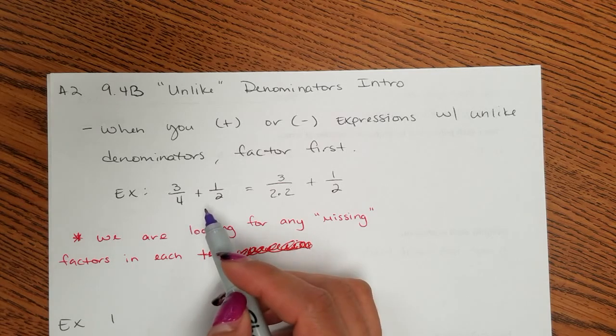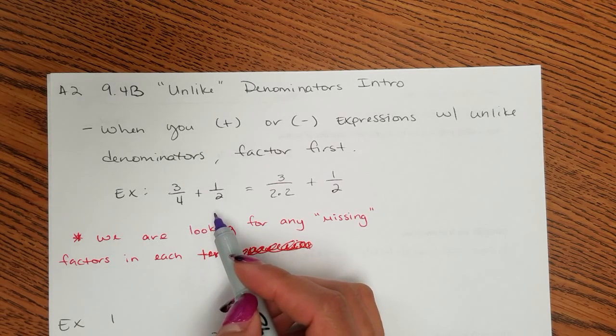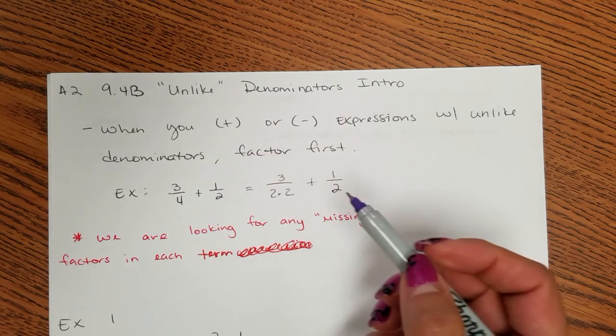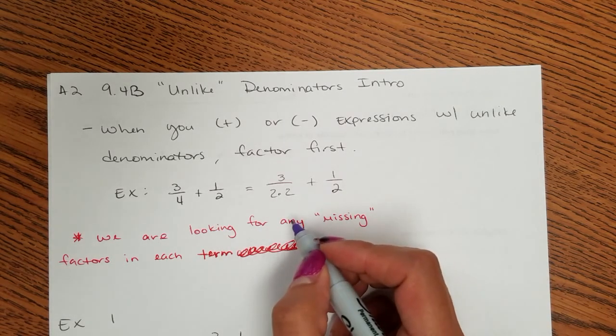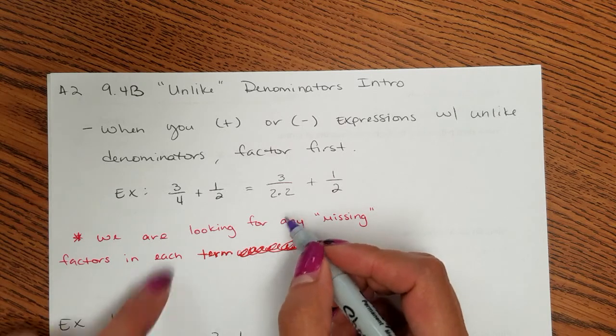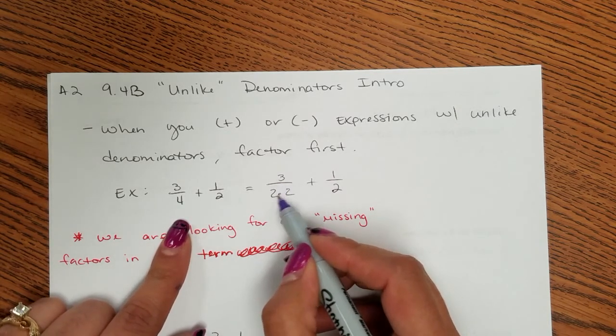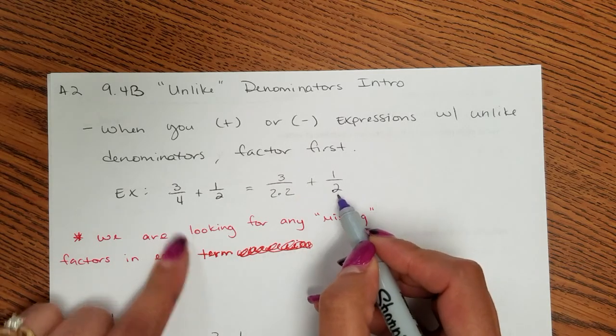So here I have two different numbers. One thing you always want to do when you're adding and subtracting is factor your denominator. You want to factor the whole thing, but more importantly, you need to factor your denominator first. So I can factor this 4 here into 2 times 2. So I have 3 over 2 times 2 plus 1 over 2.